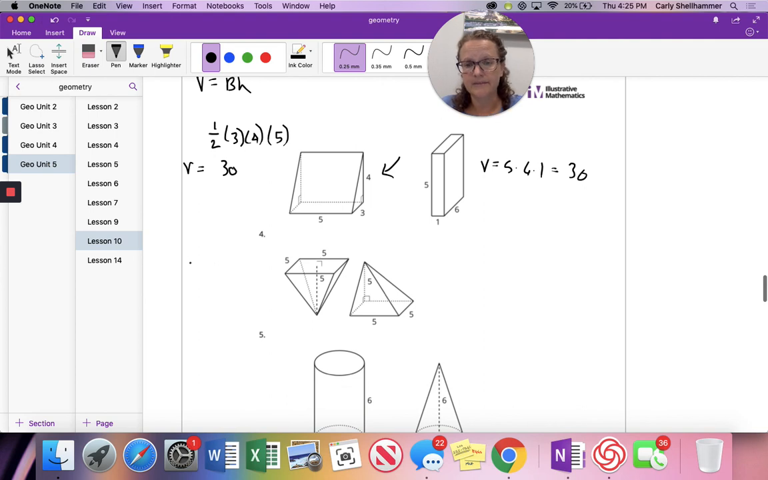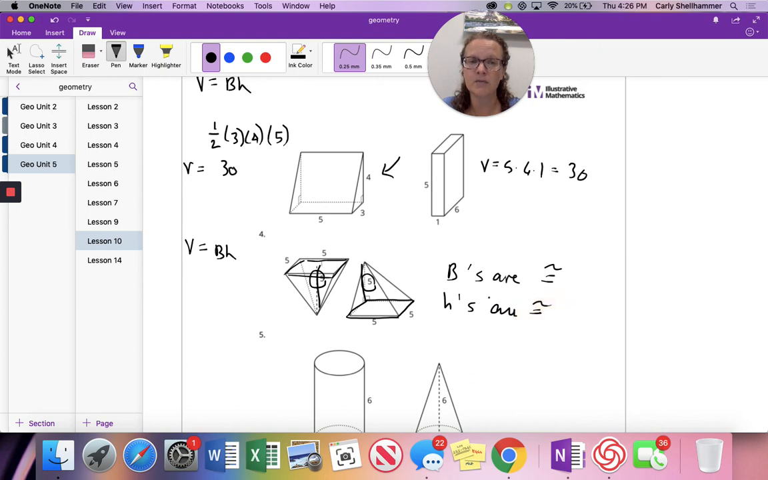All right, volume equals big B times H. My H for this one is 5. My H for this one is also 5 because it's a right angle. My big B is going to be like 5 times 5. So I don't even have to know the formula for volume for these two. I know that my B's are congruent and my heights are congruent. So I know the volumes are going to be congruent.